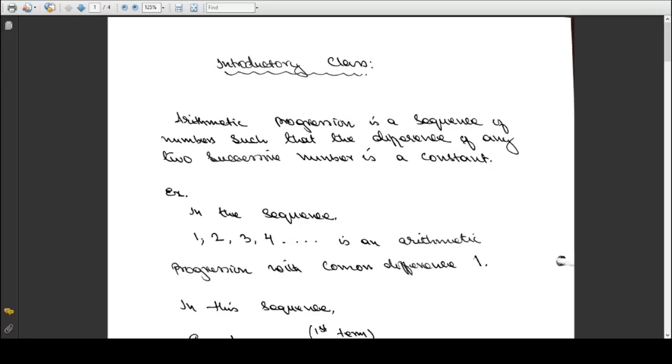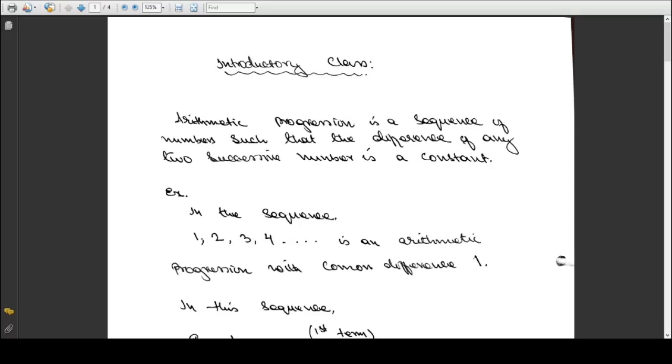This means it is a sequence of numbers such that the difference between any two consecutive terms gives you the same value, or the same constant. In the example I've given here, the sequence 1, 2, 3, 4 and so on is an arithmetic progression with a common difference of 1.